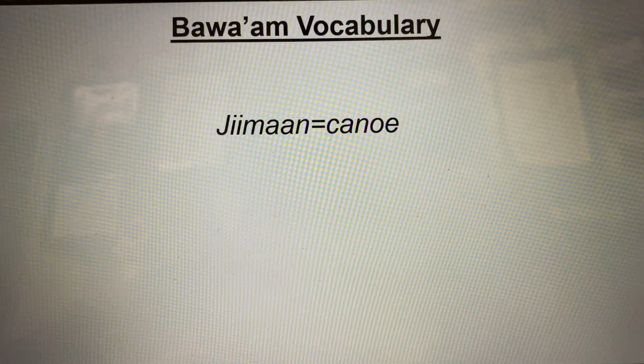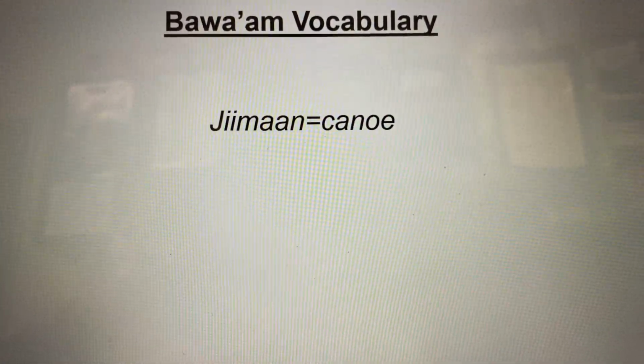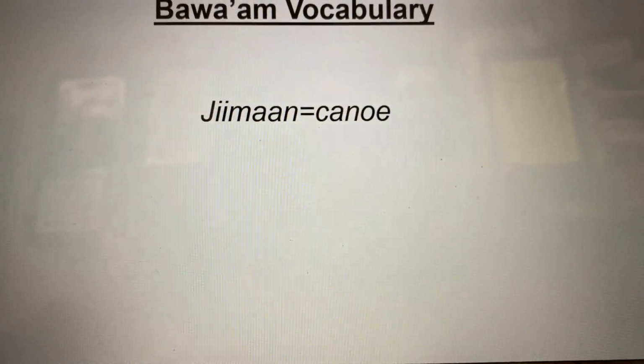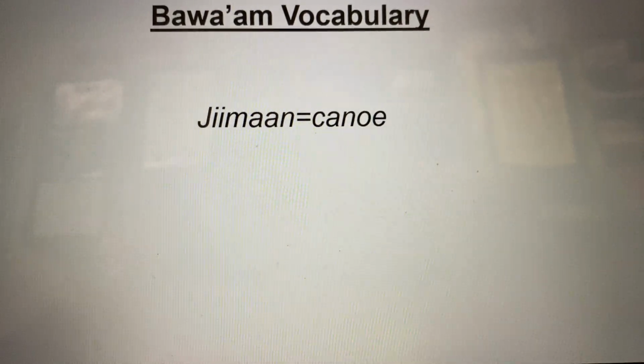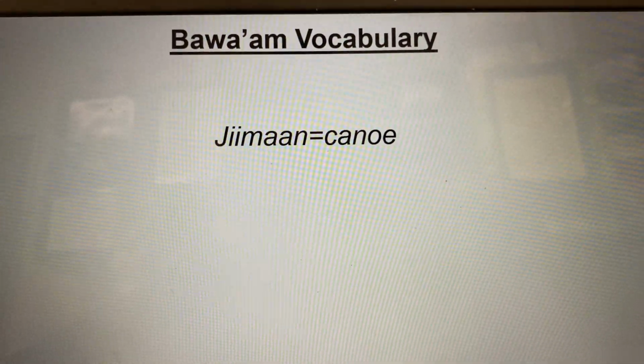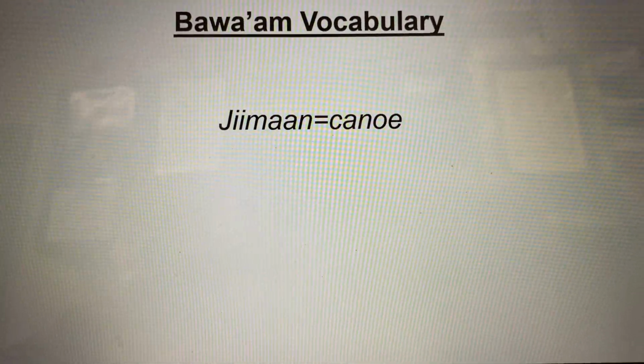And some of the vocabulary that goes along with Bawa, we have Gman, canoe. Long time ago they used Wigwasi Gman. Wigwasi Gman is a birch bark canoe. Gman can also mean a boat.